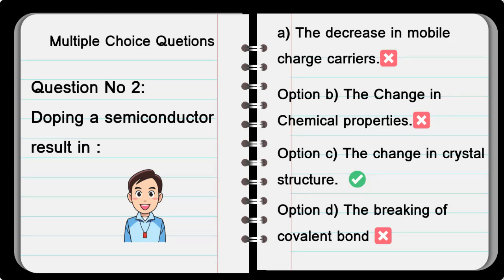I will read the question once again. Question number 2. Doping a semiconductor results in Option A, the decrease in mobile charge carriers. Option B, the change in chemical properties. Option C, the change in the crystal structure. Option D, the breaking of covalent bond. Correct answer is option C, the change in crystal structure.